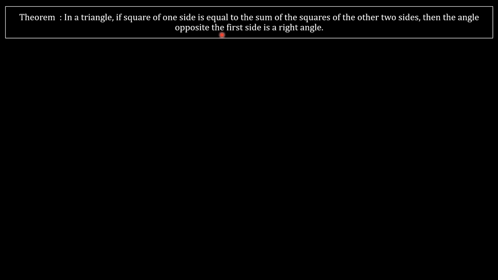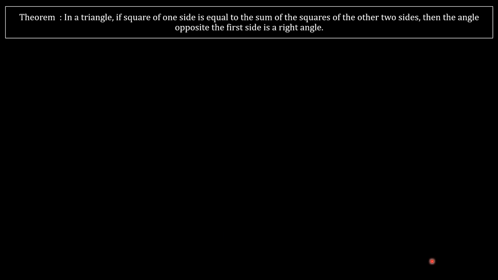Pythagoras theorem states that in a right triangle, the square of the hypotenuse is equal to the sum of the squares of the other two sides. Its converse is: if the square of one side is equal to the sum of the squares of the other two sides in a triangle, then the angle opposite to the first side is a right angle.